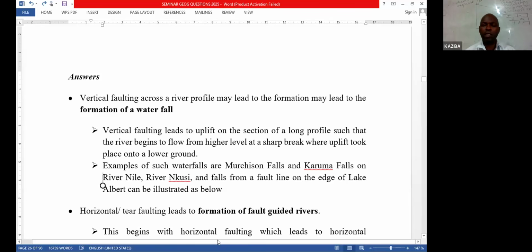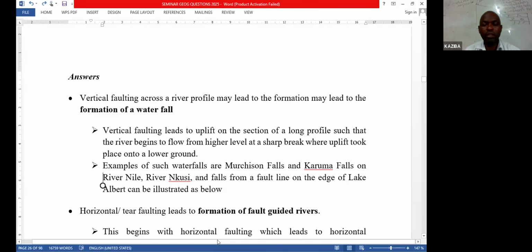This is followed by generation of convective currents, which diverge to create tensional forces, or converge to create compressional forces. They rise to create differential uplift, or they sink to create relative sinking.